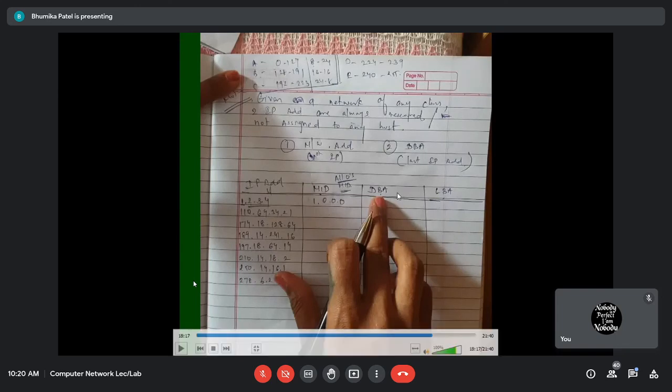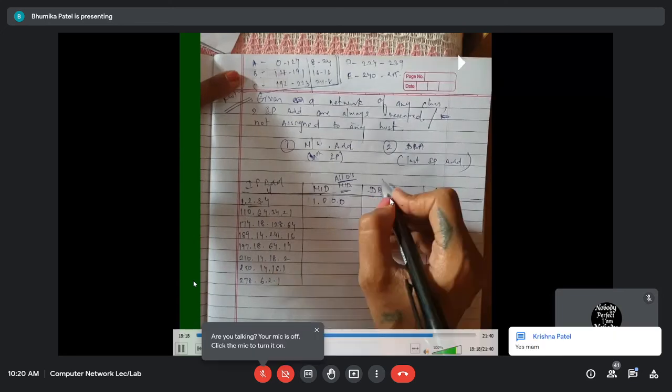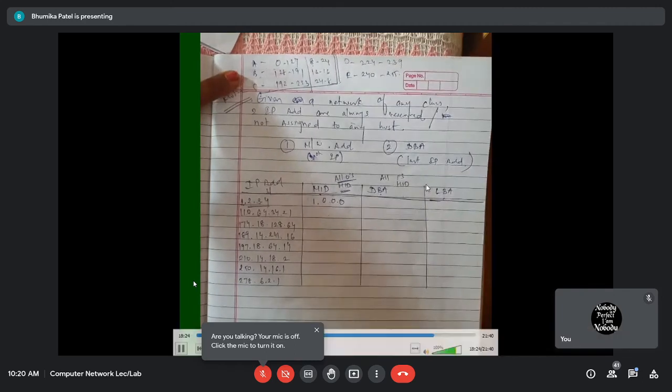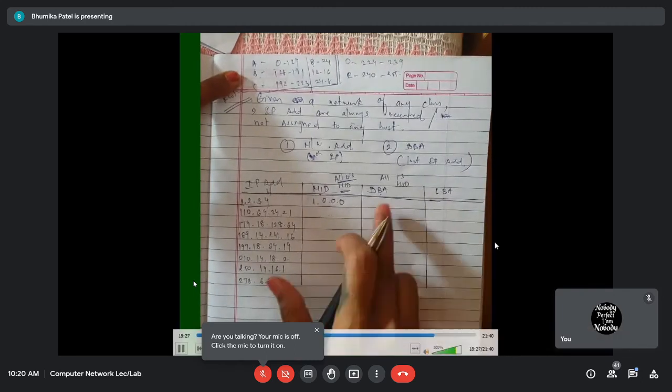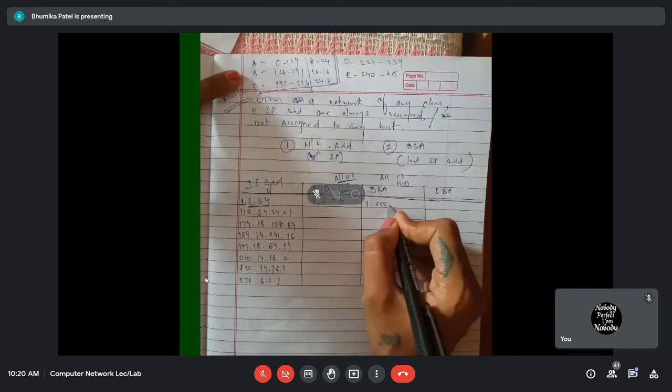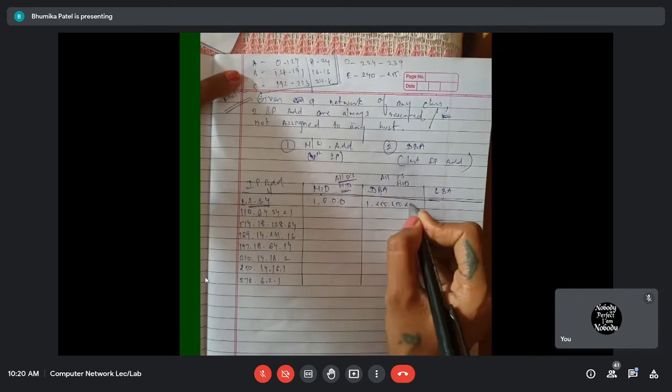Okay, now what will be the directed broadcast address? So instead of setting zeros, we are going to set ones. We are going to set all ones into the host ID part. So we keep the network ID as it is, that is 1 as it is, and the host ID will be 255, 255, 255.